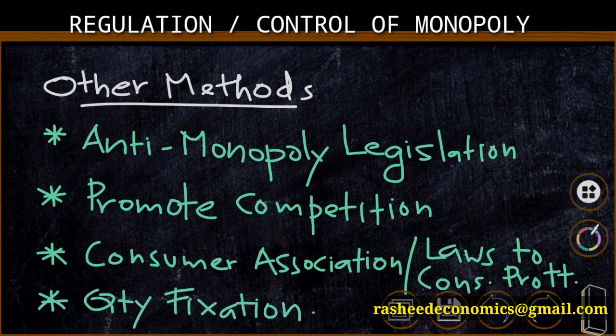A government can control monopoly by fixing their output. The government can compel a monopoly firm to produce a particular quantity. Therefore, quantity fixation is another method of controlling monopoly.